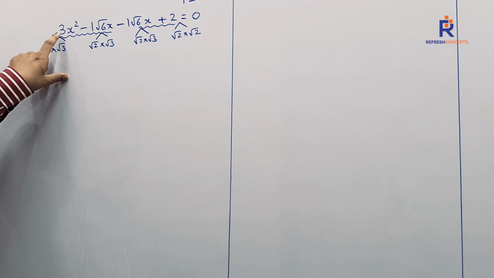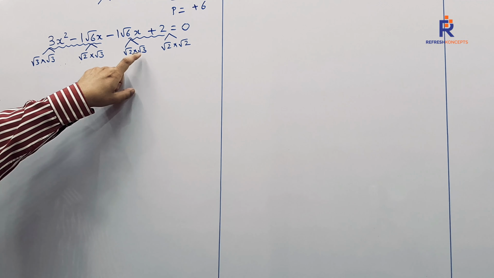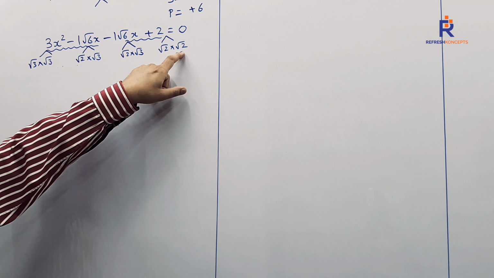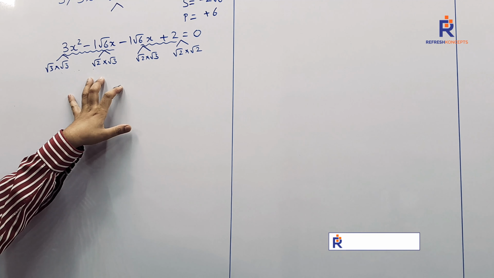Root 3 into root 3 is 3. Root 6 is root 2 into root 3. Again, root 6 is root 2 into root 3. 2 can be written as root 2 into root 2. Now, children, I think the sum has become very, very simple.